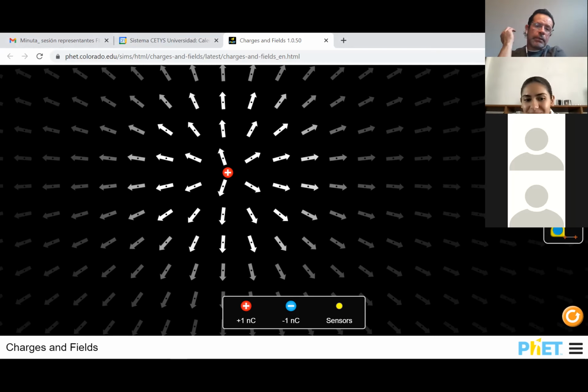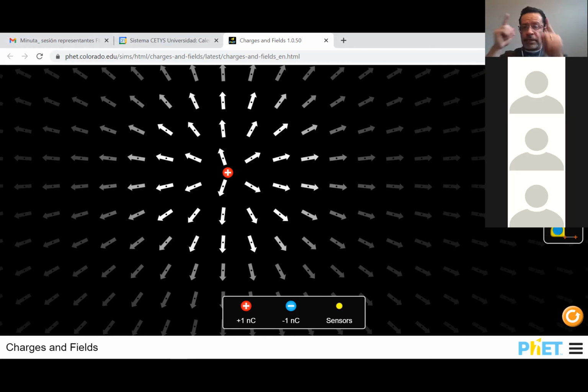Okay. That's a good observation. The closer I am to the electrical charge, the stronger the electrical field is. The further away I am, the weaker the electrical field is. Okay, good. Anything else you notice about the arrows, which is going to be hugely important with regards to electrical fields?